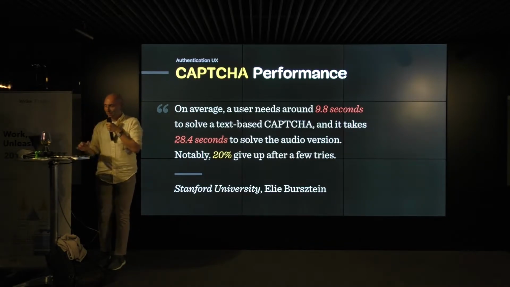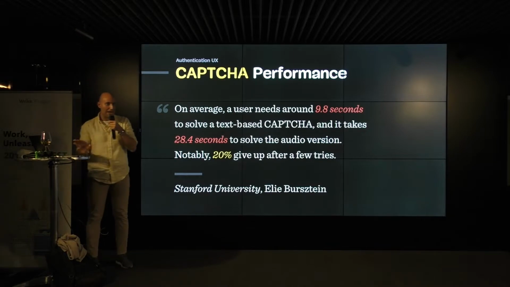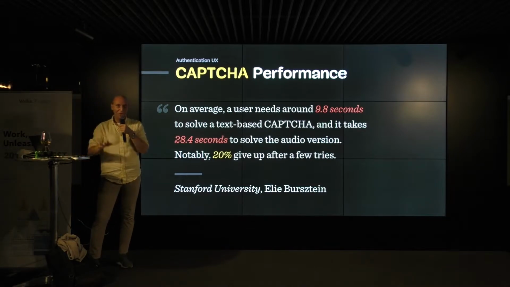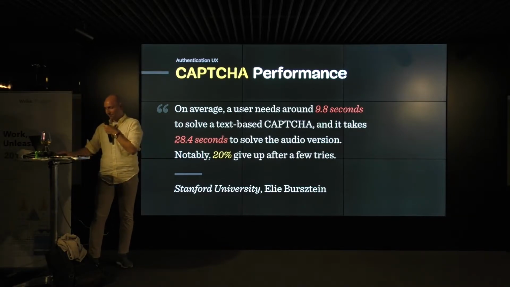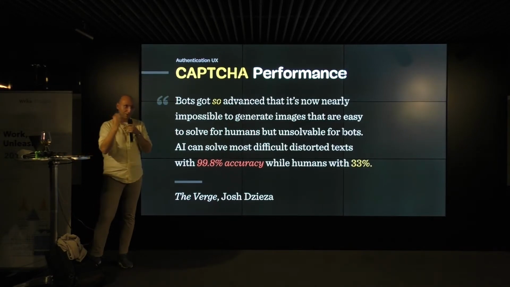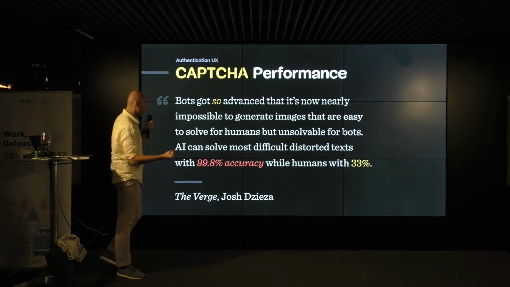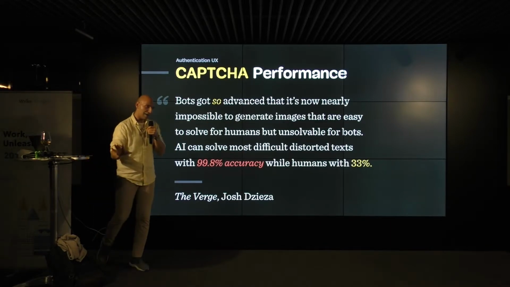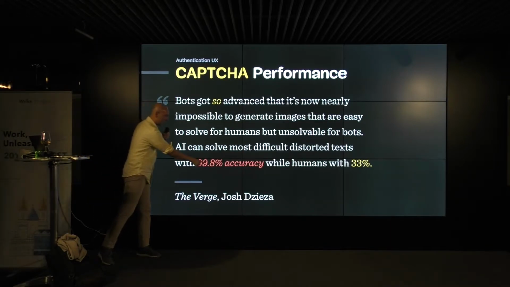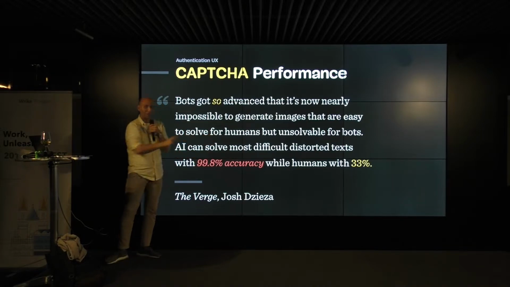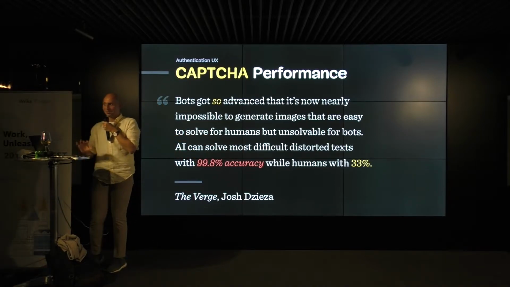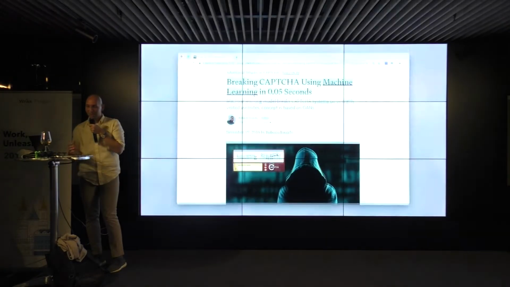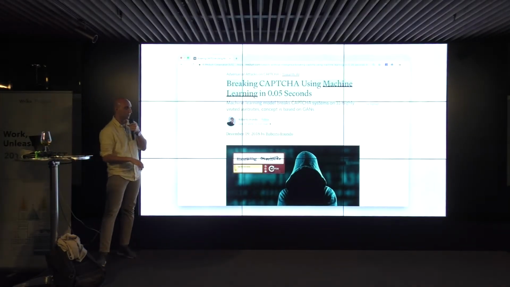Now what's really great about this is there is no CAPTCHA anymore that machines cannot solve but humans can. Because machine learning has become so incredibly powerful, the algorithms can solve any CAPTCHA with 99.8% accuracy, while humans can only get 33%. So there is no reason to use CAPTCHA, because most CAPTCHAs will be broken in 0.05 seconds.